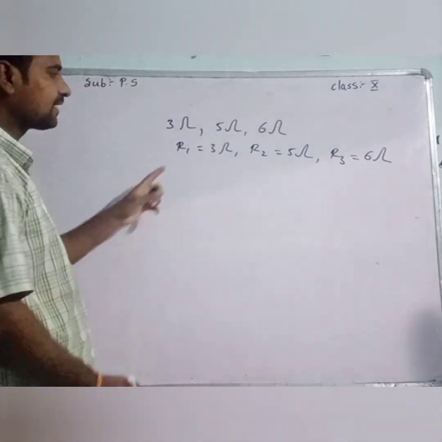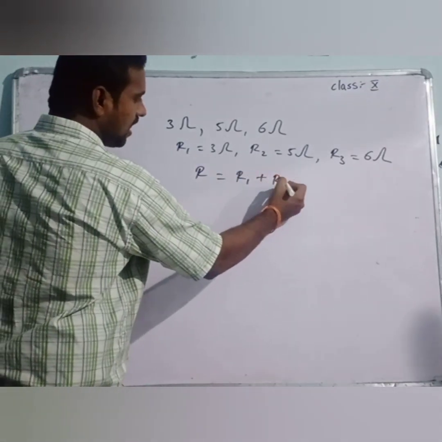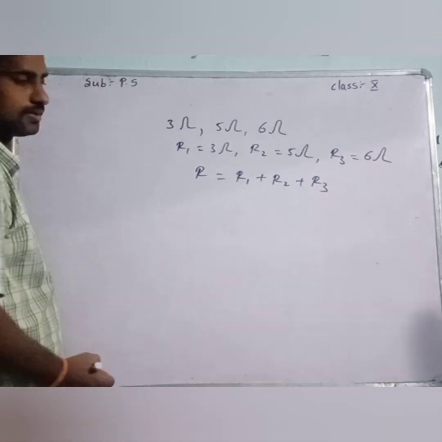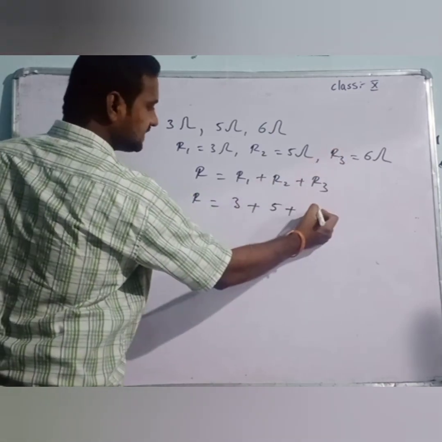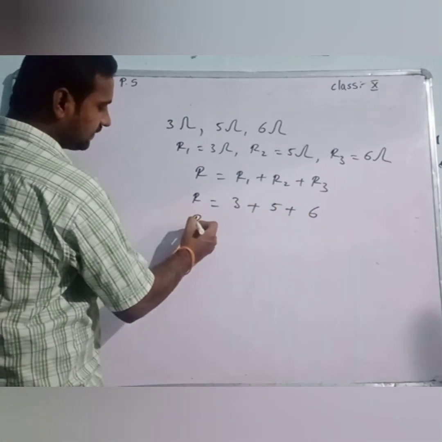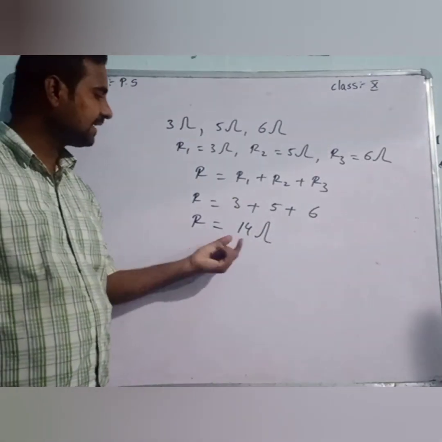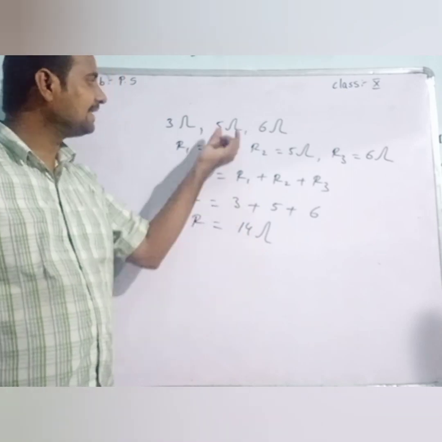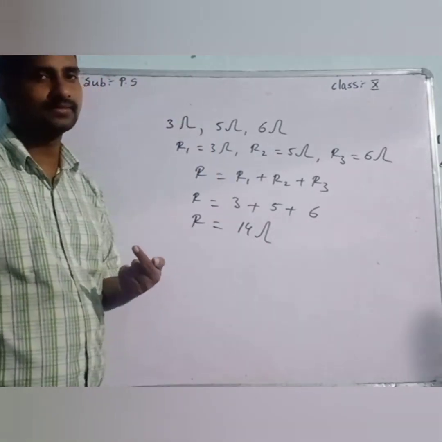Series means the total resistance is R equal to R1 plus R2 plus R3. Now R1 is equal to 3 ohms, R2 is equal to 5 ohms, R3 is equal to 6 ohms. So 3 plus 5 is 8, 8 plus 6 is 14. So R is equal to 14 ohms. The equivalent resistance is equal to 14 ohms when the 3 resistors, 3 ohms, 5 ohms and 6 ohms, are connected in series. Clear? Students, now we discuss the problem on parallel combination of resistors.